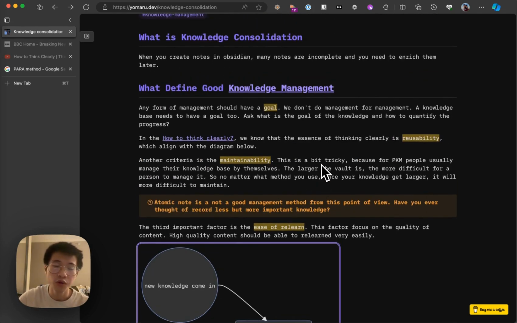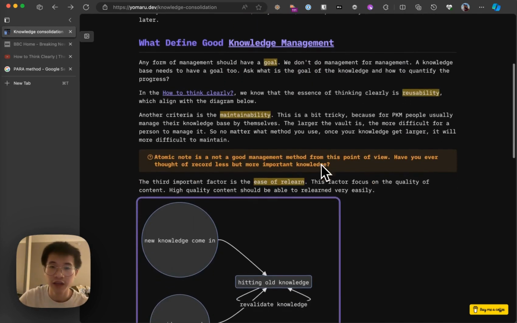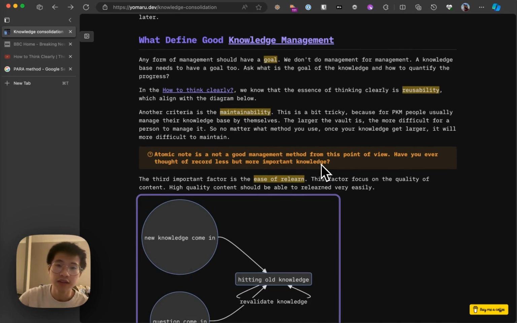Let's say you wrote a note and now you revisit it again, and it is very complex, very long, very difficult to read. Is it a good note? It takes you half an hour to read. It takes you half an hour to understand. Is it a good note? It is not. It's obviously not.